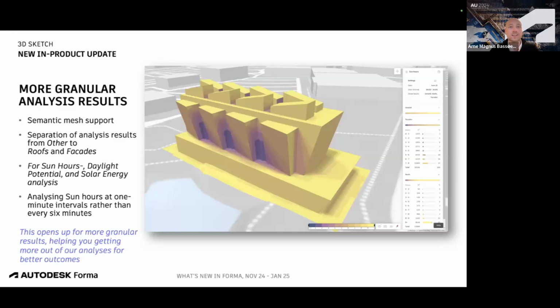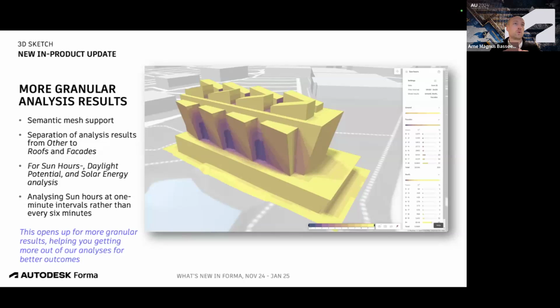I'm still really happy about all those announcements. And I think, adding on top of that, we've now been able to do under the hood improvements so that we understand the semantic mesh, like the outer boundaries of any buildings coming into Forma. So if you're importing, we're now actually able to understand what is a facade and what is a roof, even though they might be tilted.